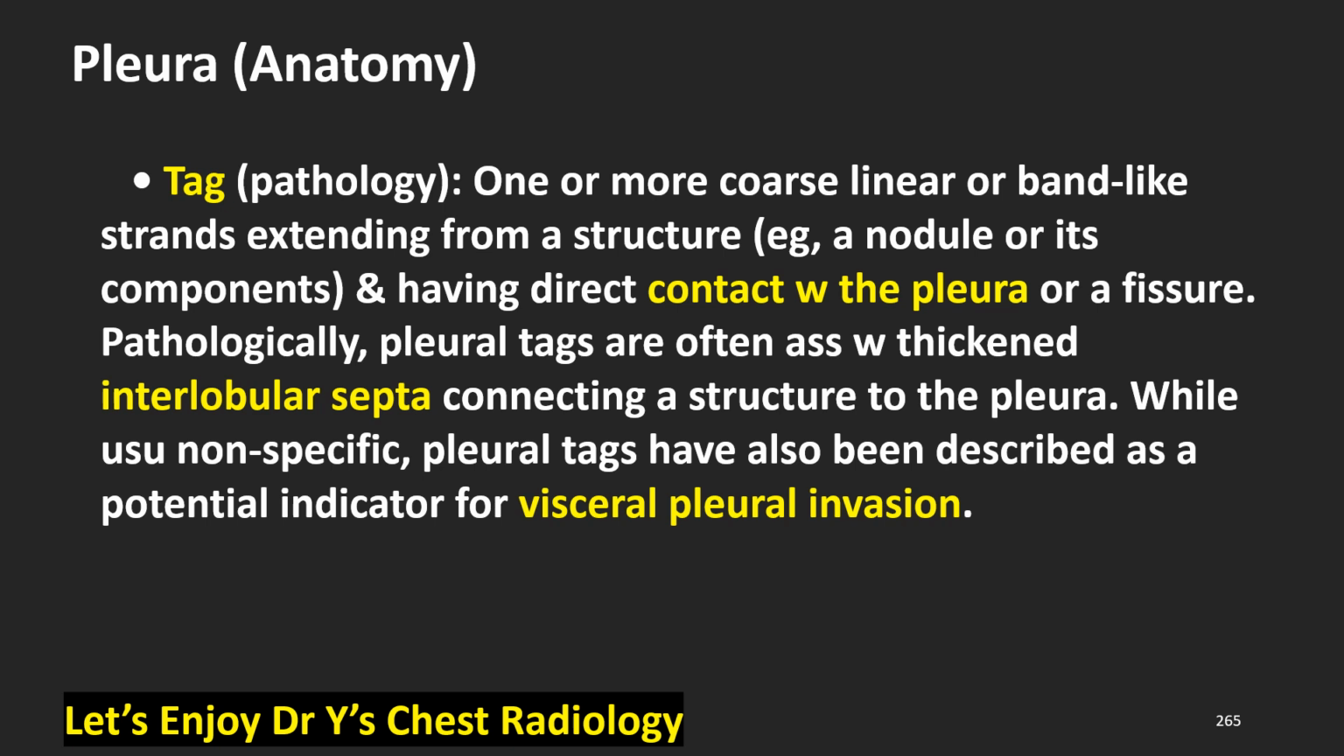Pleural anatomy, TAC, pathology. One or more coarse linear or band-like strands extending from a structure, for example a nodule or its components, and having direct contact with the pleura or a fissure. Pathologically, pleural TACs are often associated with thickened interlobular septa connecting a structure to the pleura. While usually nonspecific, pleural TACs have also been described as a potential indicator for visceral pleural invasion.